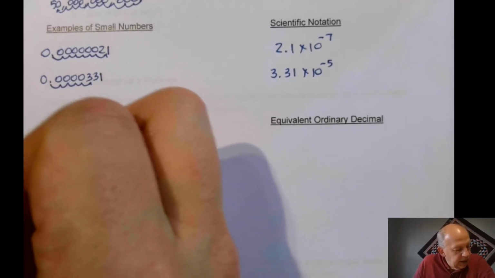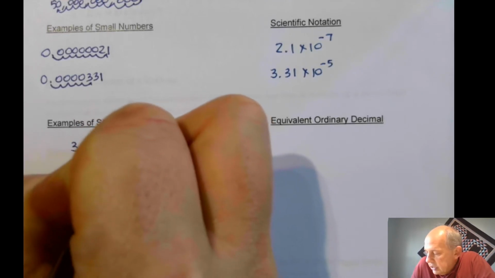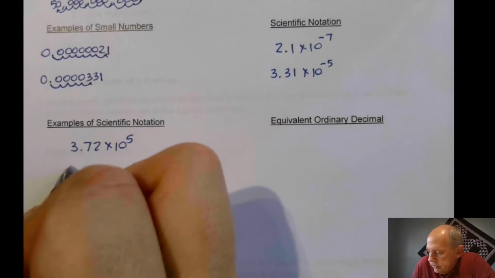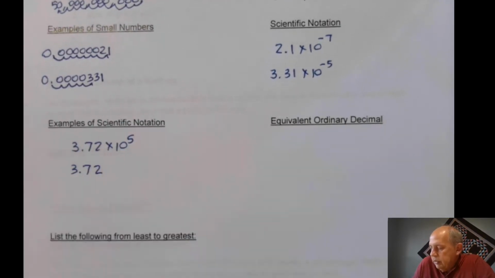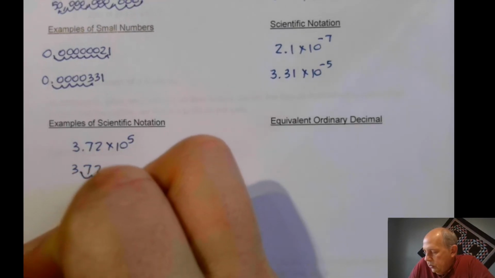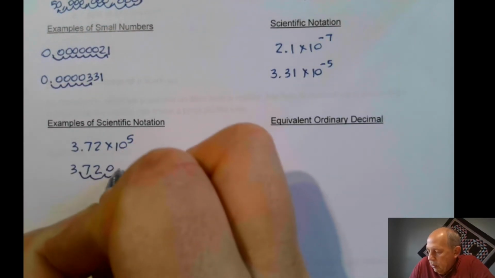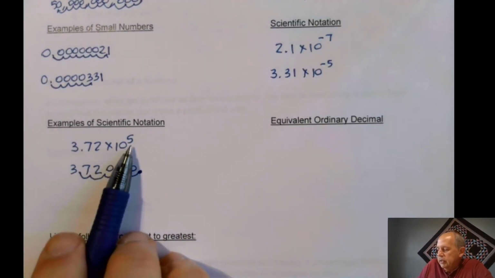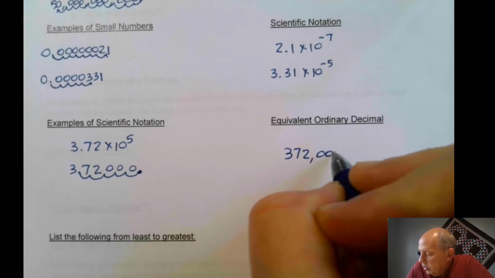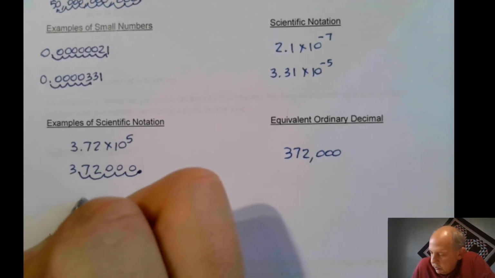Let's say I have a value written as scientific notation, and I want to turn it into an ordinary decimal. I'm going backwards. So I'm going to say 3.72, and I have this fifth power, 1, 2, 3, 4, 5 places. I know I'm going to move that decimal to the right because I have a big number. My exponent is positive. That would be 372,000.